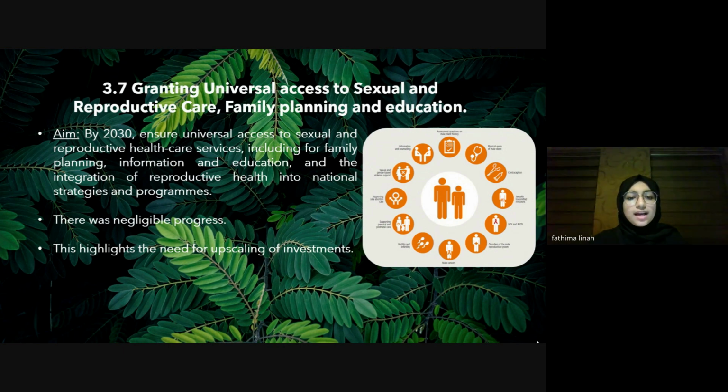The data for this target is collected through indicators like the proportion of women of reproductive age, 15 to 49 years, who have their need for family planning satisfied with modern methods of contraception, and adolescent birth rates, aged 10 to 14 years, per 1,000 women in that age group. There were negligible changes in adolescent fertility and women who are satisfied with modern contraceptive methods. This highlights the need for the upscaling of investments pertaining to reproductive health and education.